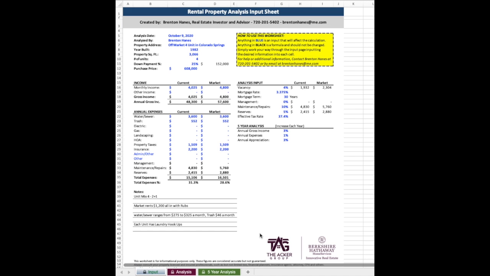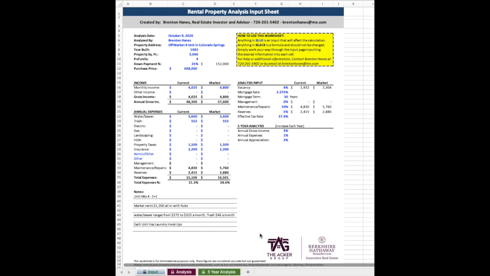So we'll put in our current column, so current market or current rents. Next to it would be market rents, what you're gauging as a market rent. On this one, it's real simple. It's a 4-unit, and they're all 2+1s, so it makes it real easy for us to calculate that.